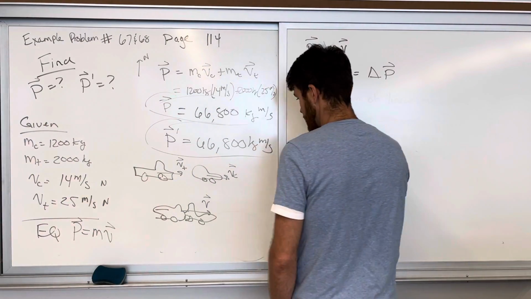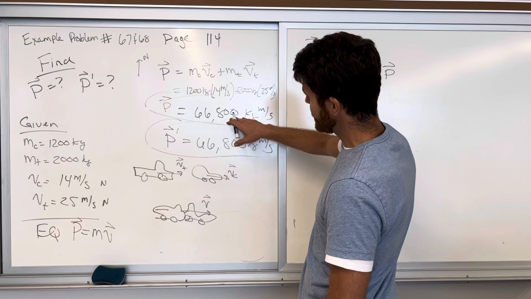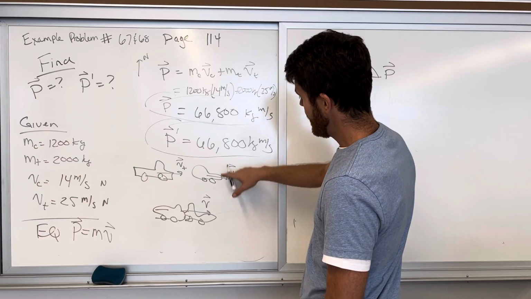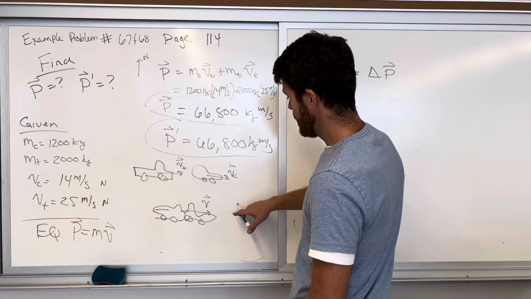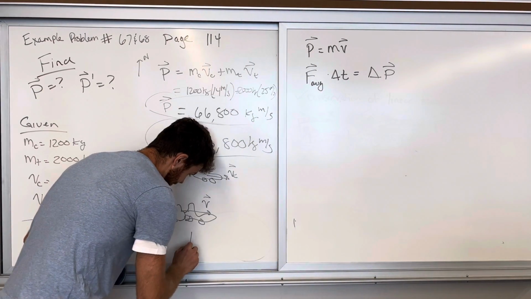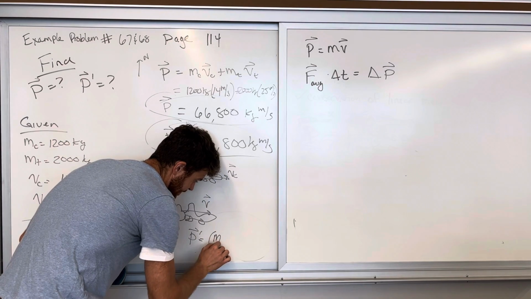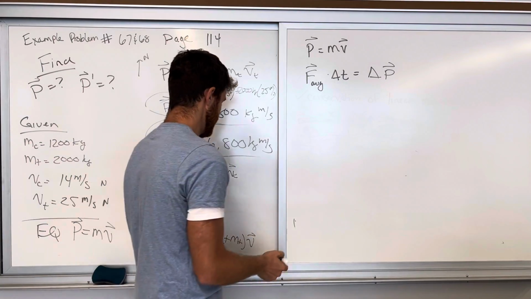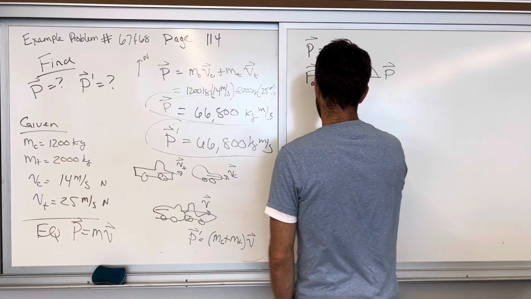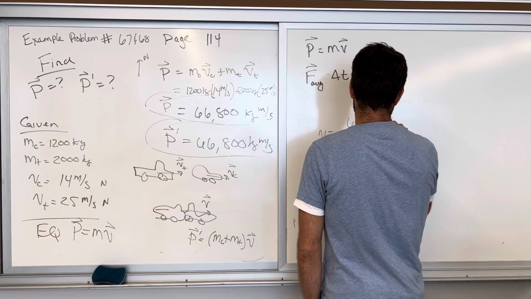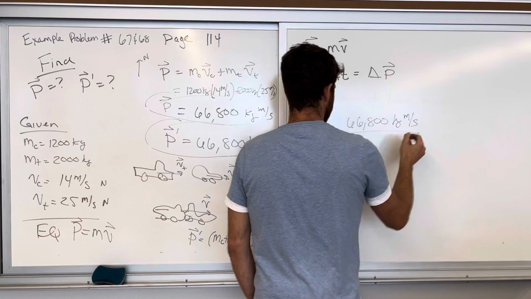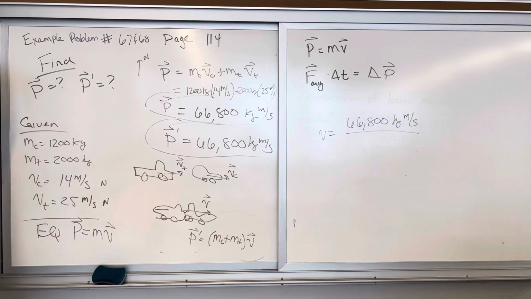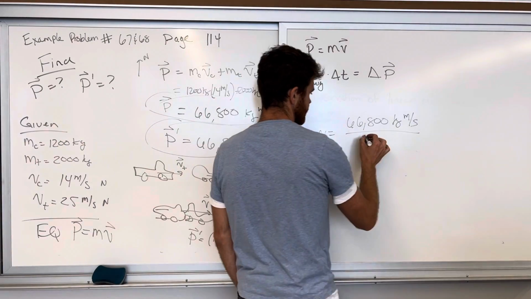So the momentum before the collision is equal to 66,800 kilogram meters per second. The momentum after is the same, 66,800 kilogram meters per second. And so we can write that the momentum after is equal to the mass of the car plus the mass of the truck times their combined velocity. So solving for the combined velocity, we have 66,800 kilogram meters per second divided by the mass of the car plus the mass of the truck. That's 1,200 plus 2,000, so 3,200 kilograms.